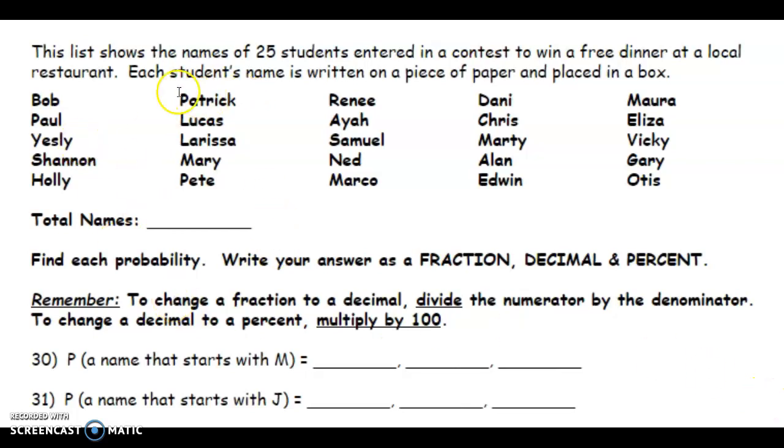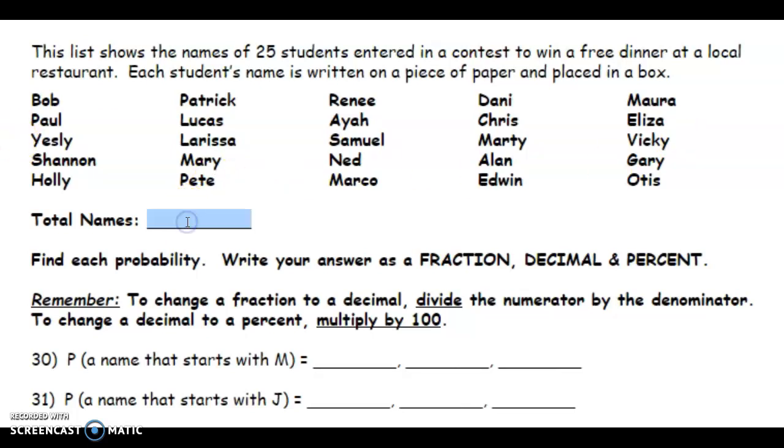Okay. So in this list are shown 25 names of 25 students. With this problem, it was very easy, just because it's such an opinion in a way if it's a boy's name or a girl's name. On number 32, we're going to circle back a little. This list shows the names of 25 students at a contest to win a free dinner at a local restaurant. There are the 25 names.